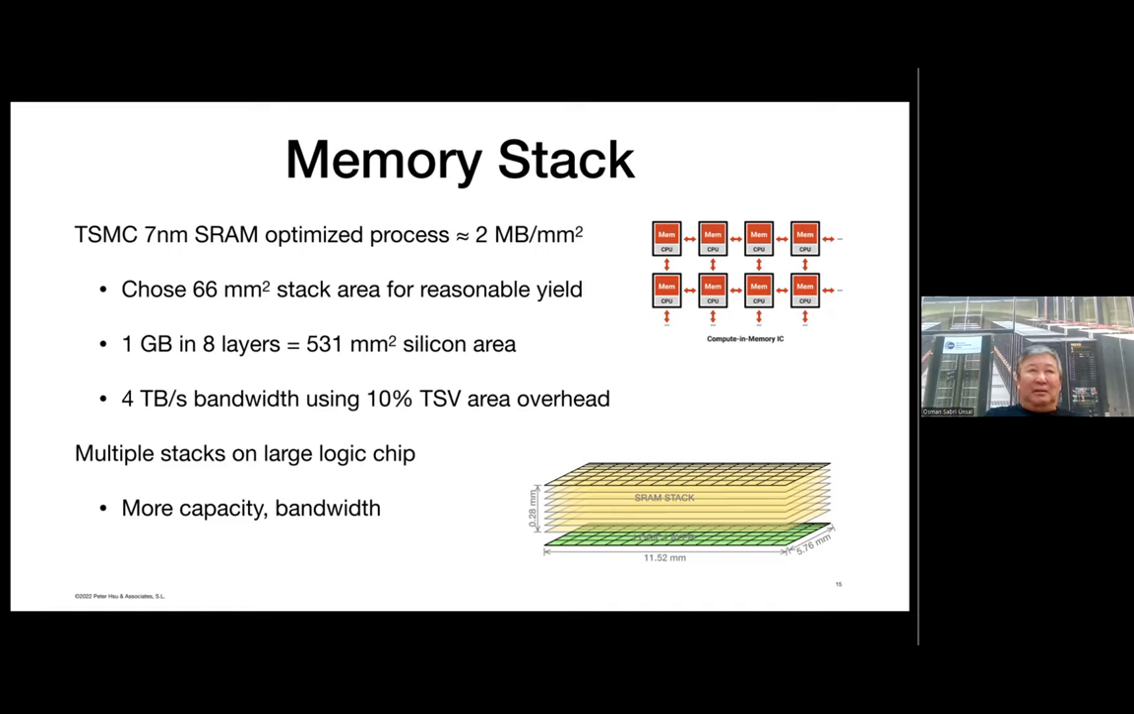Now, given that the XY area of a stack is only 66 square millimeters, you can make a big logic chip and put multiple stacks on top. Right? And the yield will be good because the yield is whatever the logic chip is. And so obviously, if you make it really big, the yield is lower. But putting the memory stack on doesn't degrade the yield because you test the logic chip separately from the memory stack.